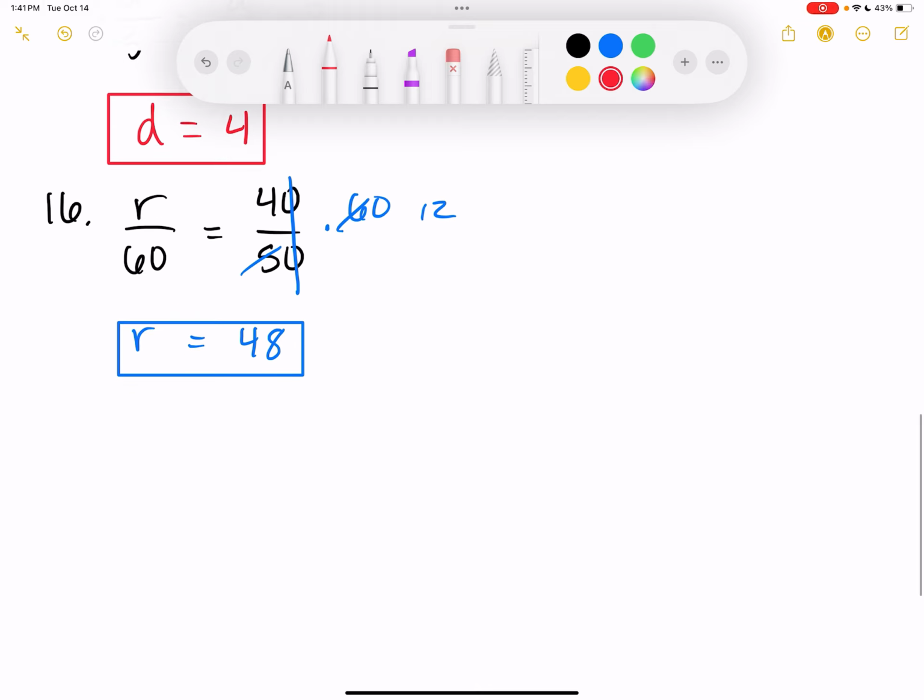All right, so obviously sometimes they're going to give it to you already written as an equation. Sometimes they're going to give it to you in words and you need to set it up as an equation. If they do that, then this is how we would do it. 24. 5 is to 7 as A is to 49. So this would be 5 over 7 is equal to A over 49.